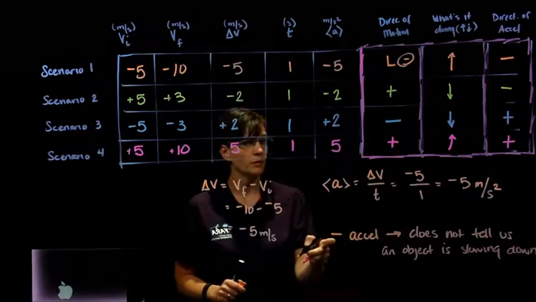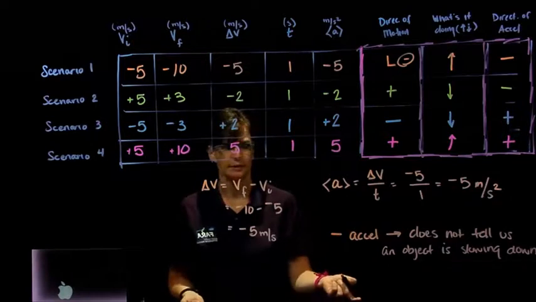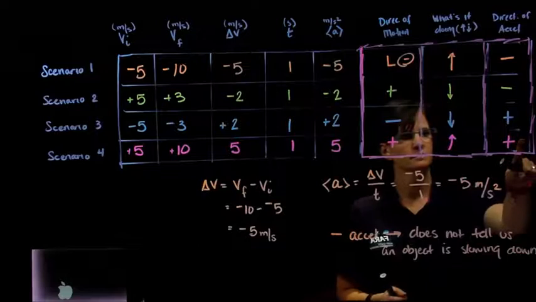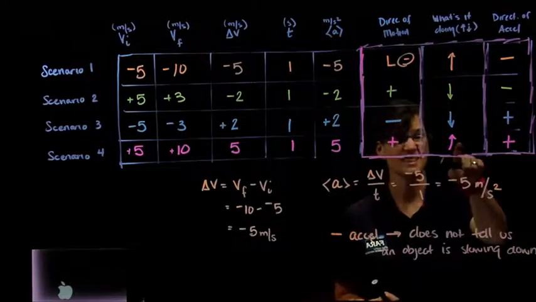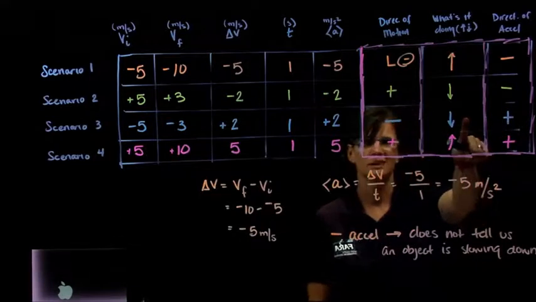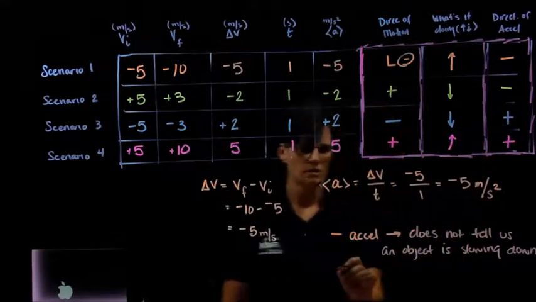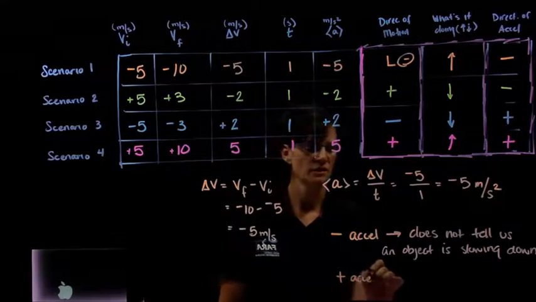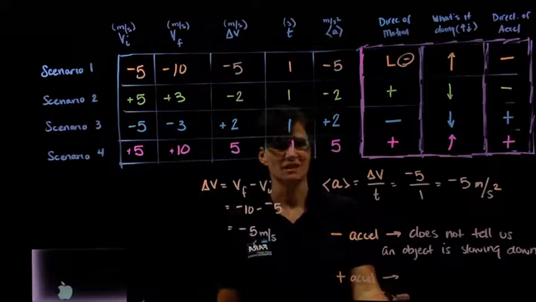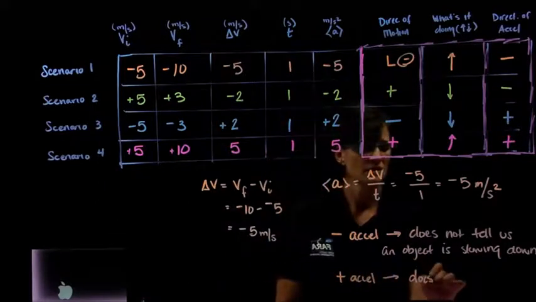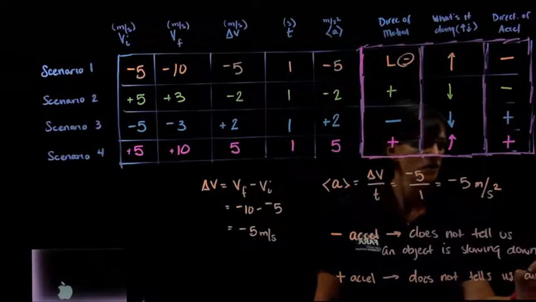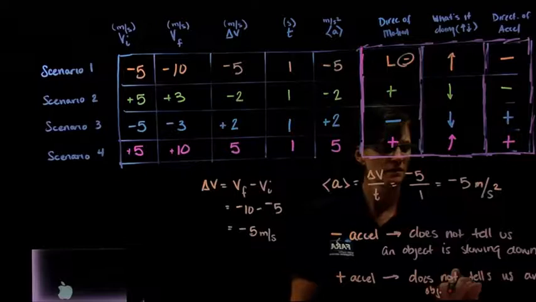Similarly, what about if the object has a positive acceleration? If I have a positive acceleration, I could be speeding up, like in this scenario. If I have a positive acceleration, I could be slowing down, like in this scenario. So a positive acceleration, it's often believed it tells us we're speeding up, but it doesn't. It does not tell us an object is speeding up.